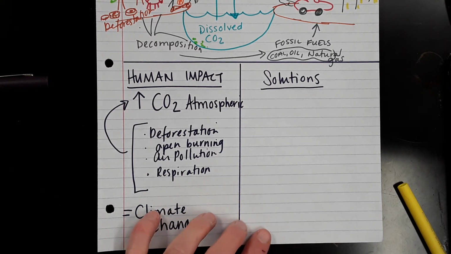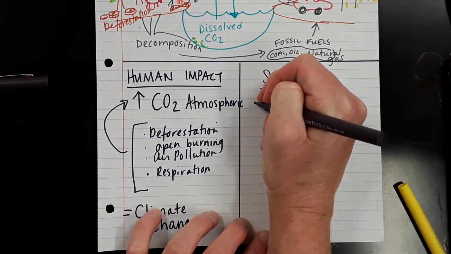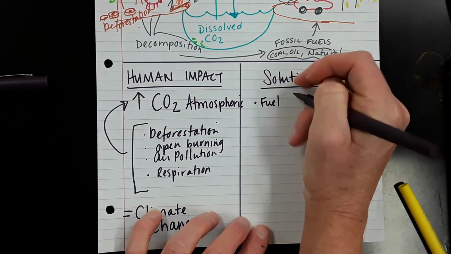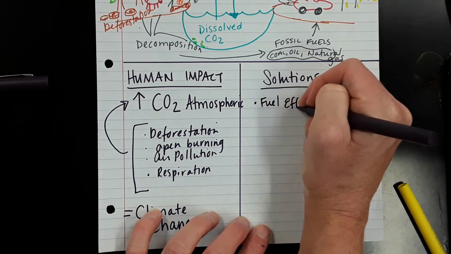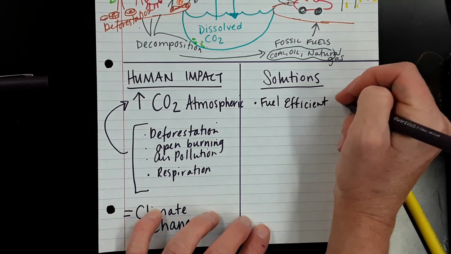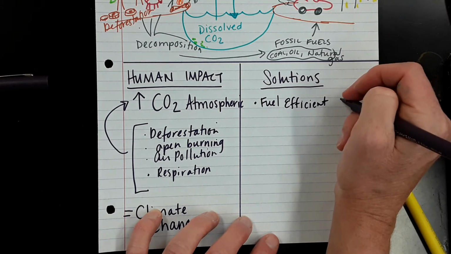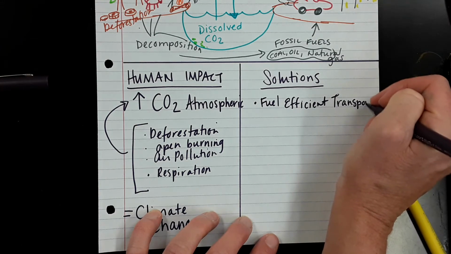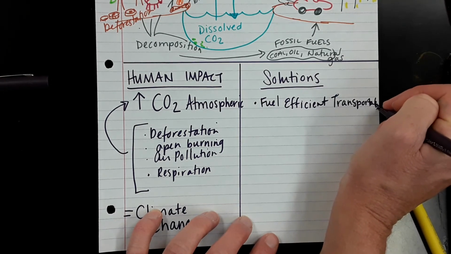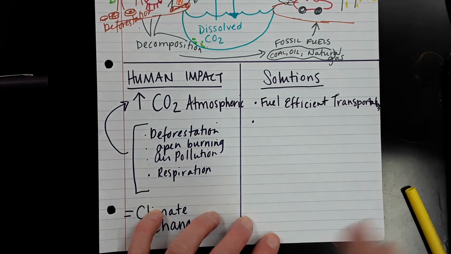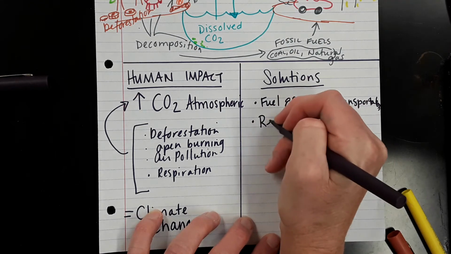Nice. All right, so when we look at solutions, we need more fuel-efficient transportation. Honda, for example, promised a carbon-neutral line by 2040. Okay. So as we move into the future, our transportation systems are going to have to change to burn less fossil fuels. So we put less CO2 into the atmosphere. We need to reduce open burning.